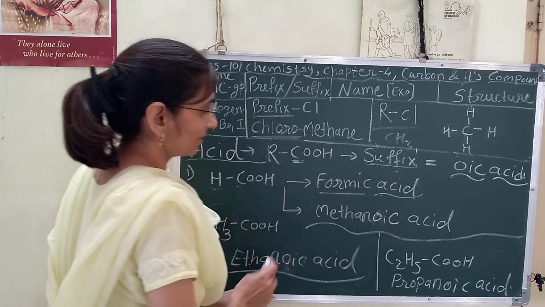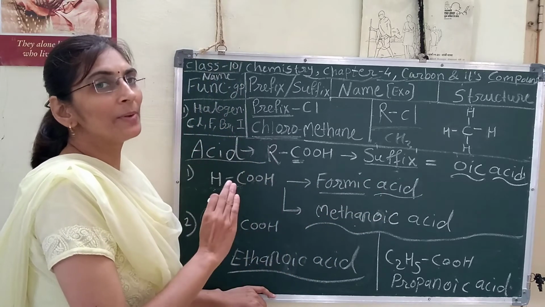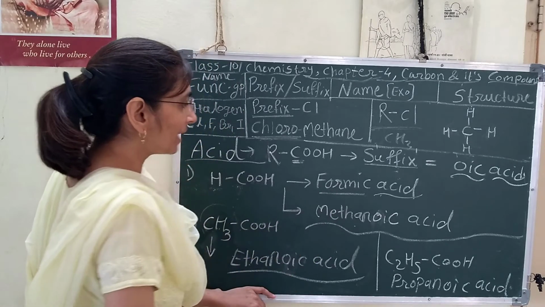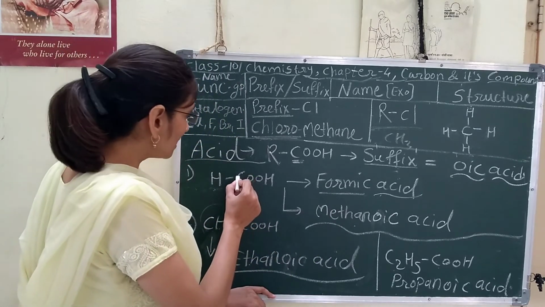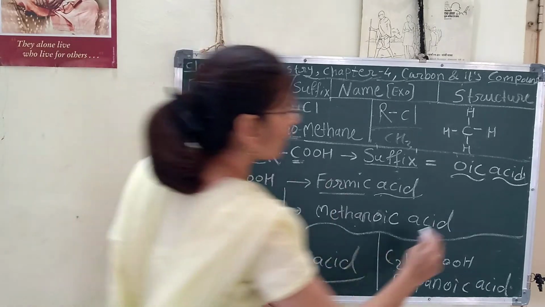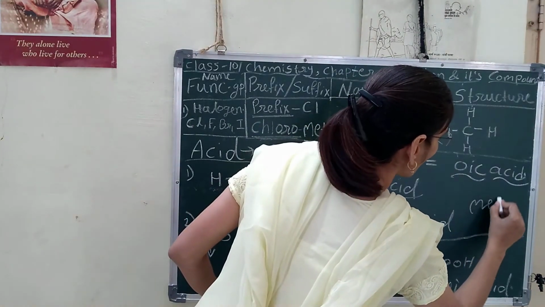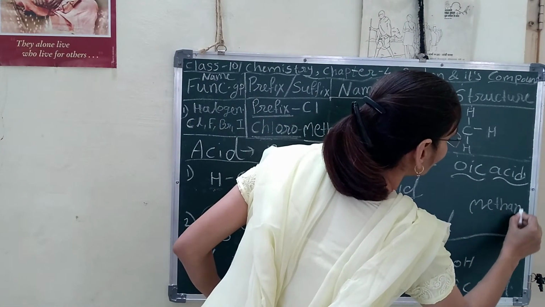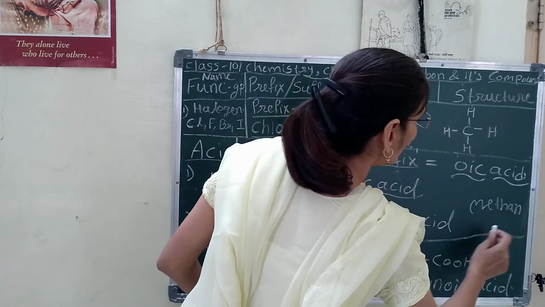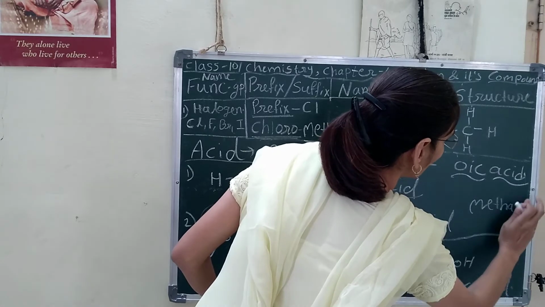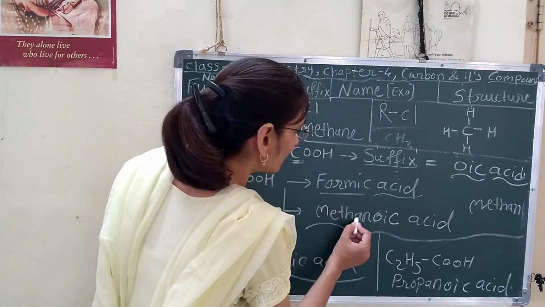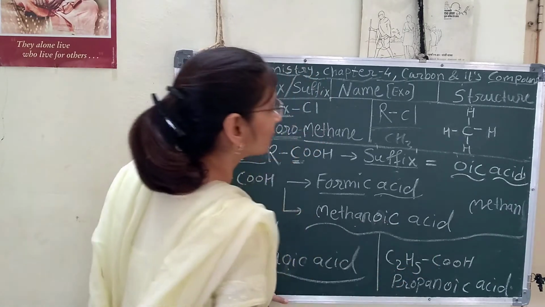Here formic acid. But according to IUPAC recommendation, what will be the name of that? As a single carbon atom is present, the name must start from methane. Instead of that last E, I have replaced it with OIC acid, and then methanoic acid is formed.